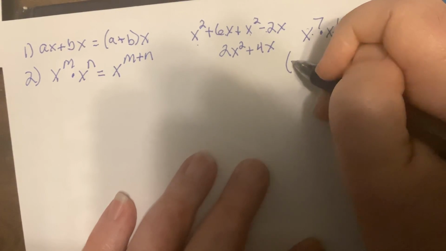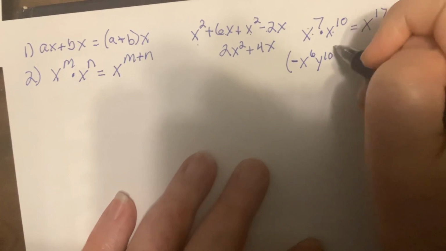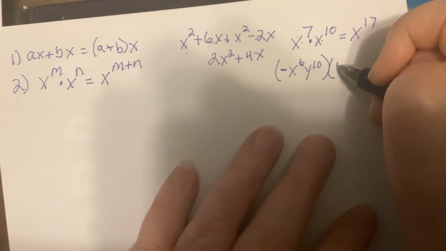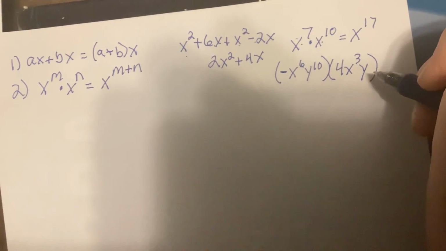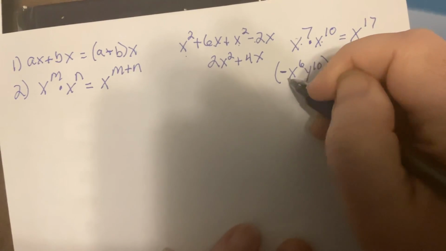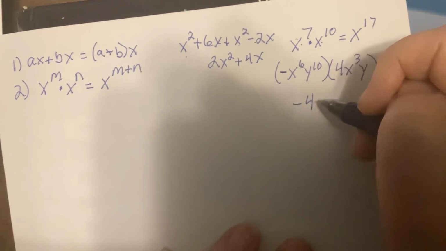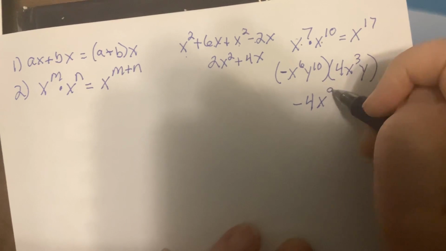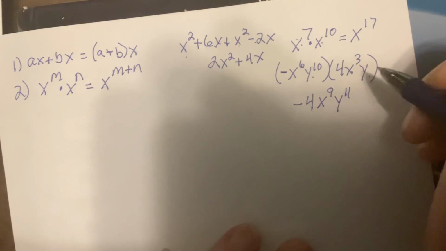So if I have negative x to the 6, y to the 10th, and I multiply that by 4x to the 3rd y, you'd say negative times 4 is negative 4. x to the 6 times x cubed is x to the 9th. y to the 10th times y would be y to the 11th.